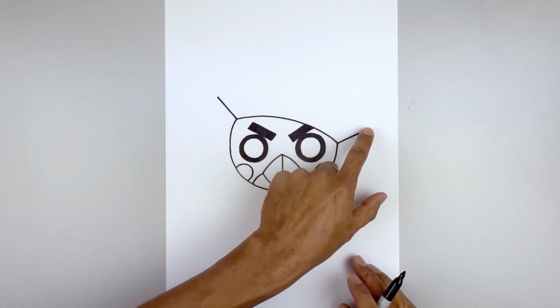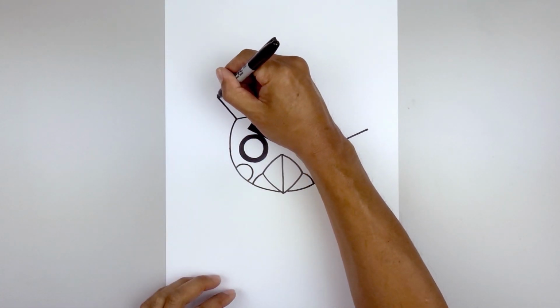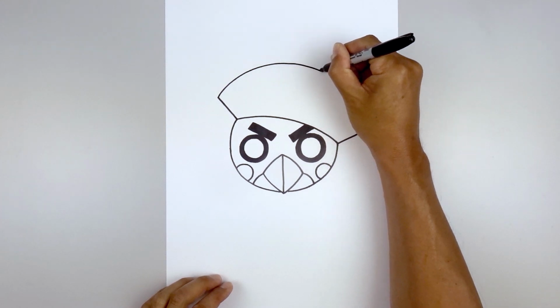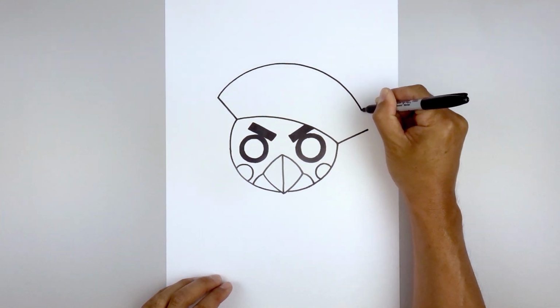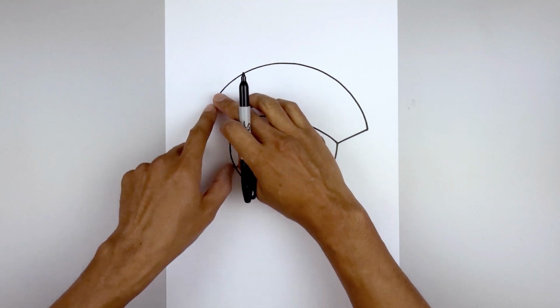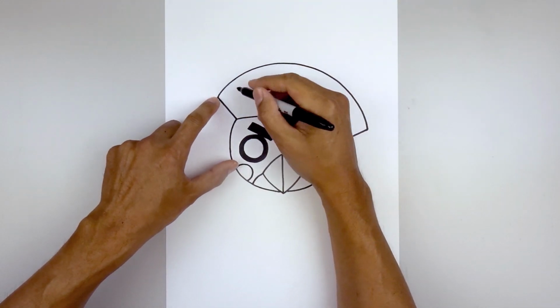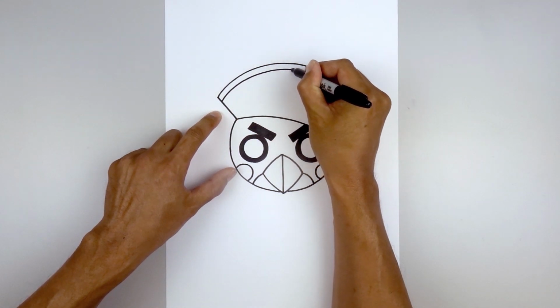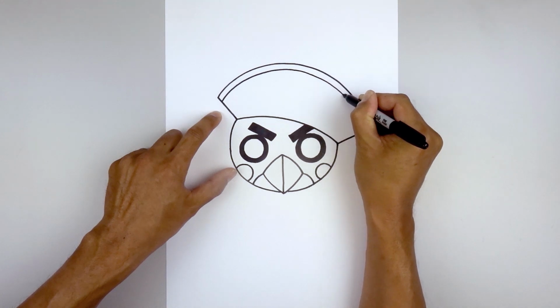And then we'll connect the outside of the hat with a curve. Let's start back on the left and go up in the middle. We'll round this out and then come down on the right. Let's add that trim along the top. Starting on the left, we're going to step down. Just going to follow that same curve, going up, across, and then down.